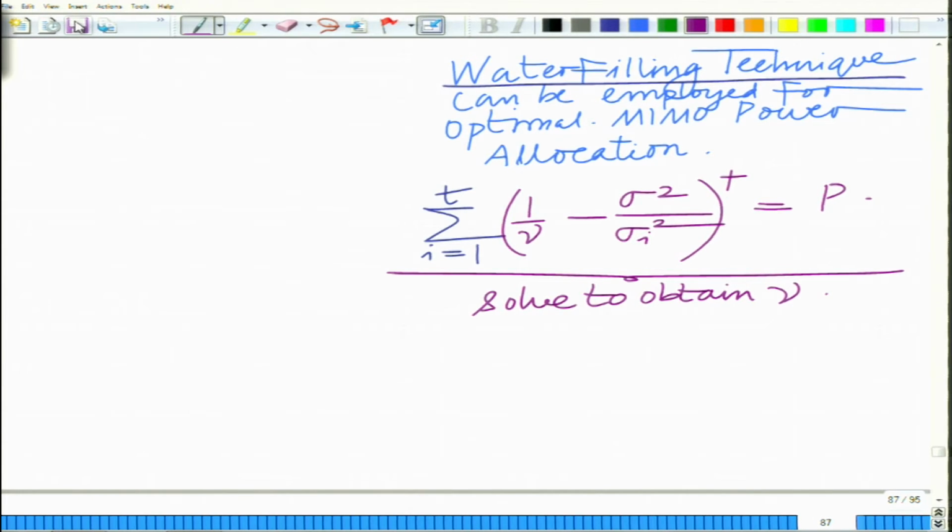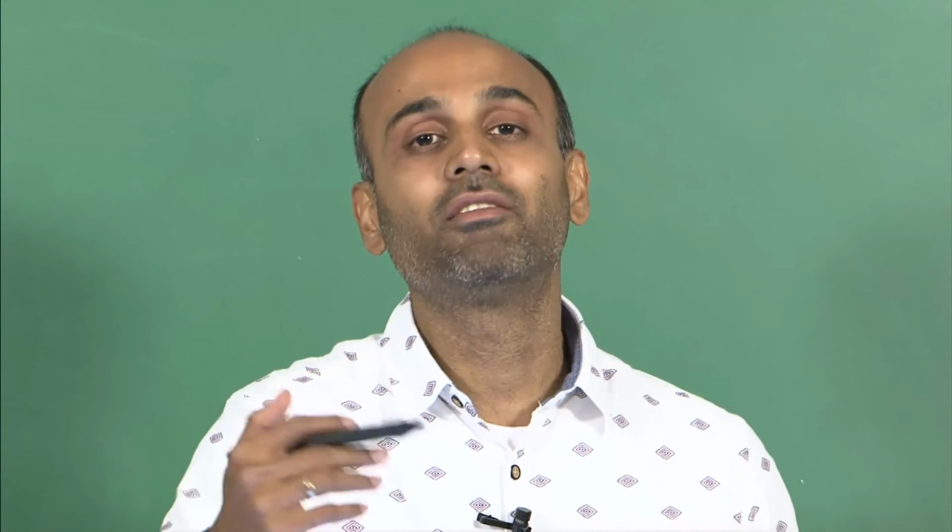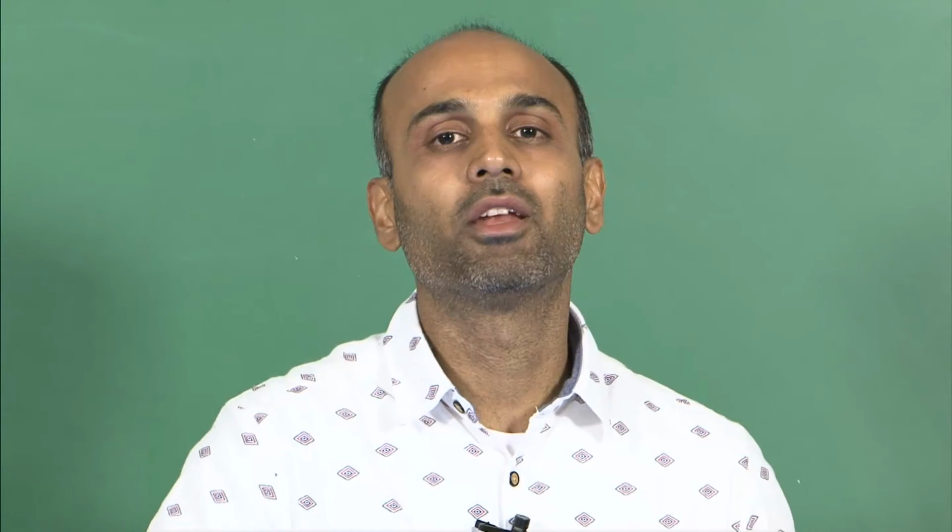The key idea here is that you use the singular value decomposition to decompose the MIMO channel into a set of parallel channels with the gains given by the squares of the singular values. Naturally, once you get these alpha i's, one can use the water filling technique for optimal power allocation, given total power P and noise power sigma square.